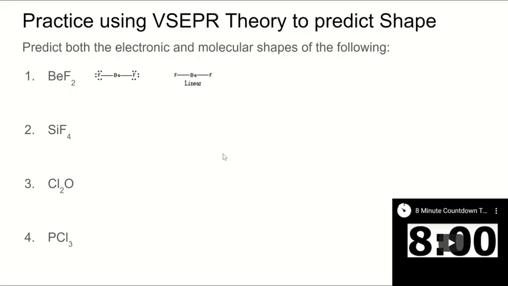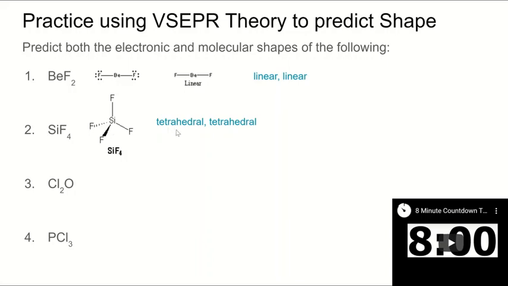All right, so for BeF2, hopefully you got this for your Lewis structure. And you saw that it was linear. So both the electronic and molecular shape of this is linear. For number 2, you get steric number 4. So both the electronic and molecular shapes are tetrahedral. And the lone pairs aren't drawn on the fluorines here, but just assume that they're there.